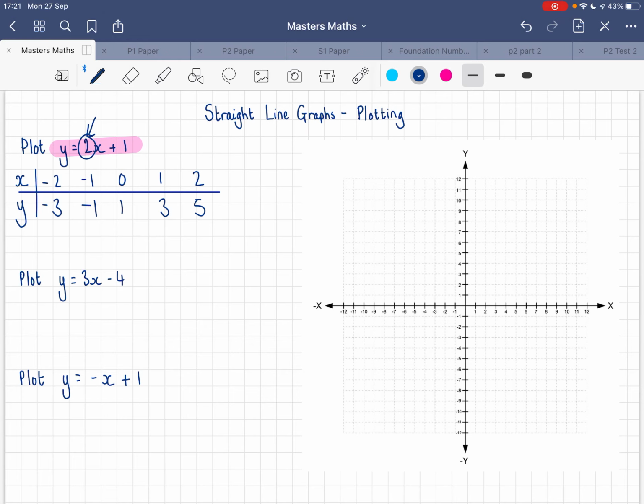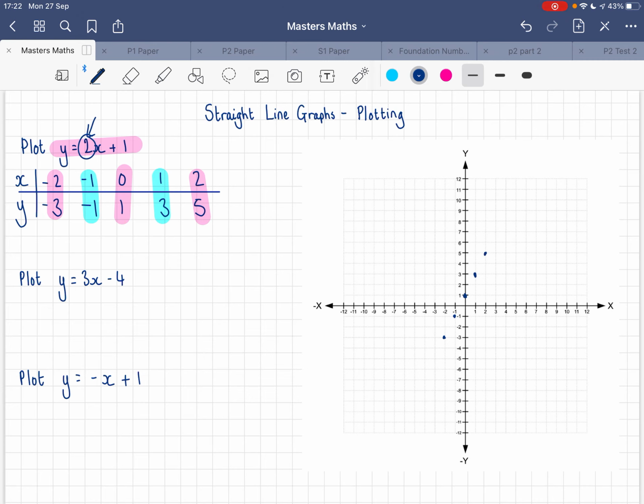Now we have 5 sets of coordinates, and we read it this way. So -2, -3 is one coordinate, -1, -1 is the next one, 0, 1 is the one after that, 1, 3, and then 2, 5 is our last coordinate. We can plot that, we can join them up, and that will make our straight line. And we're going to extend it out because our axis is quite big as well. So -2, -3 is down here. Then we have -1, -1 is there, 0, 1, 1, 3, and 2, 5.